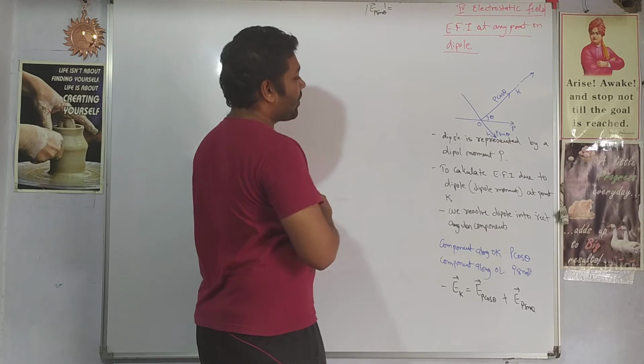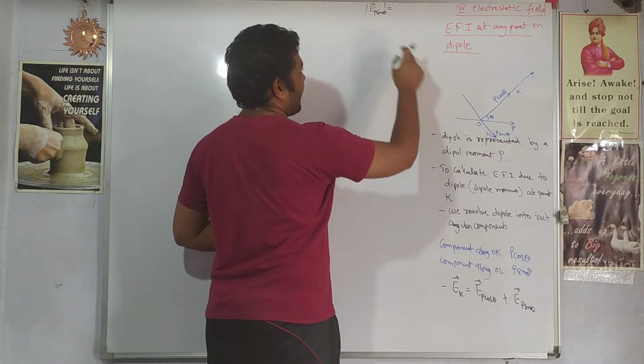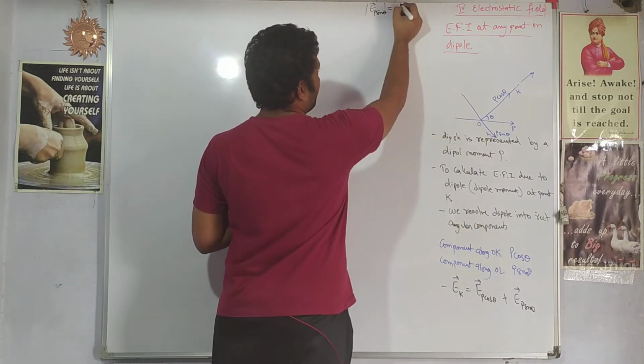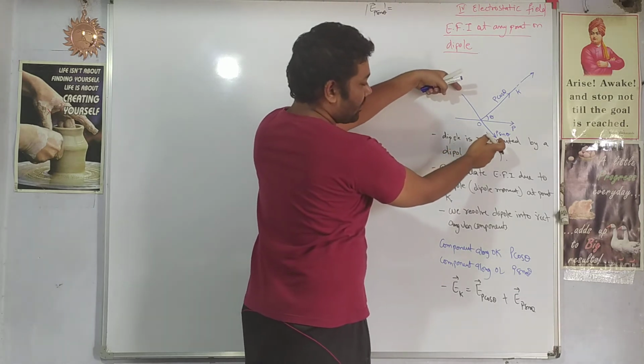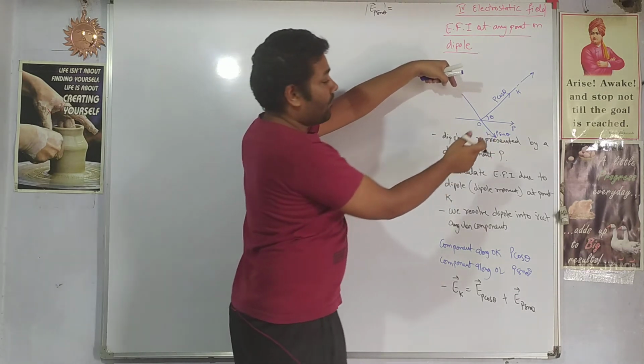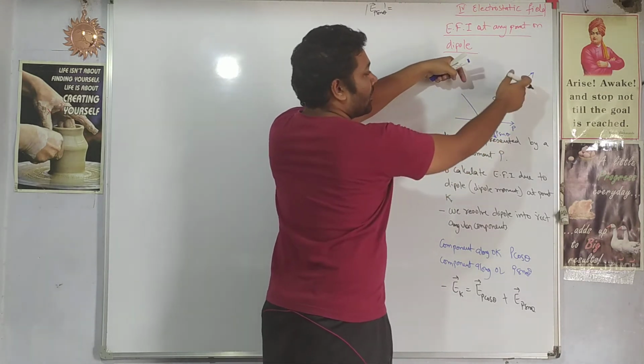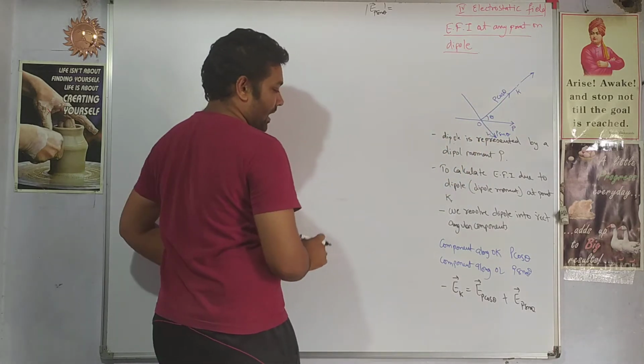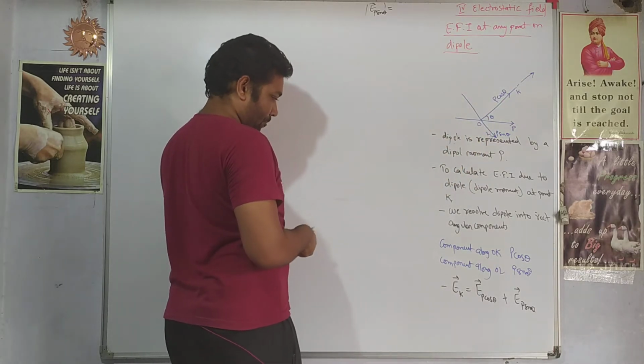So what will be the value of E? P sin theta, right? So it will be for this dipole or for this dipole moment, K is on the perpendicular line. Let us write down those statements.